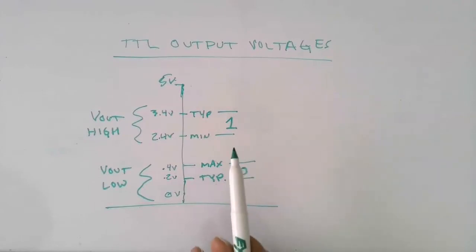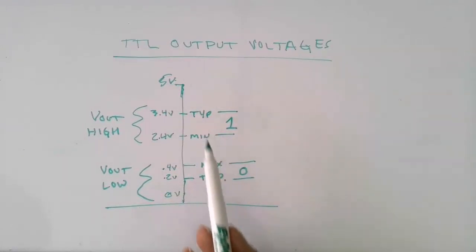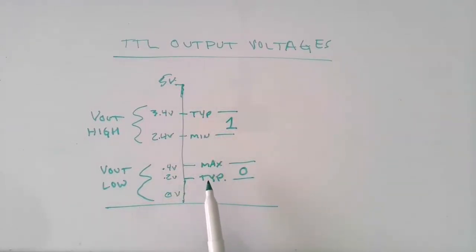So that might be a little surprising. We're thinking, well, it should be at 0 volts or it should be 5 volts. But in reality, because of those other components, there's some kind of a difference between those two. So those are the output voltages. Now let's take a look at the input voltage requirements.